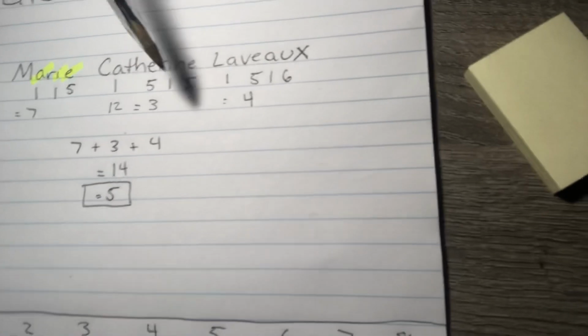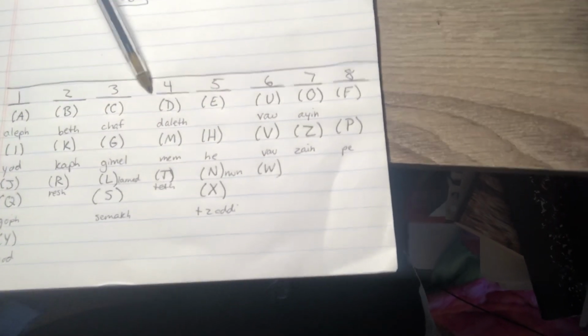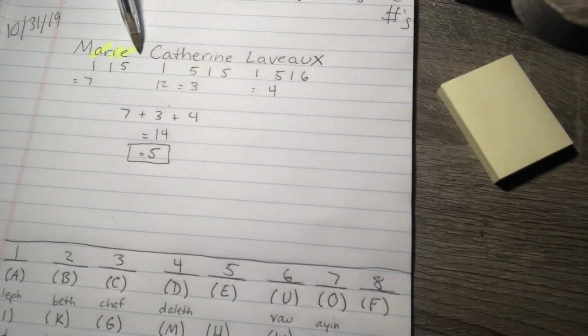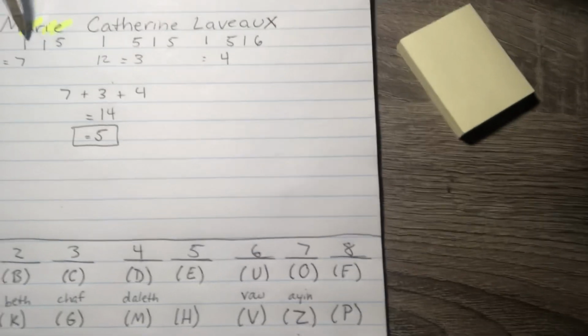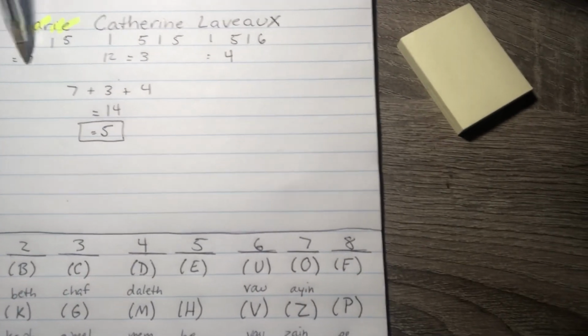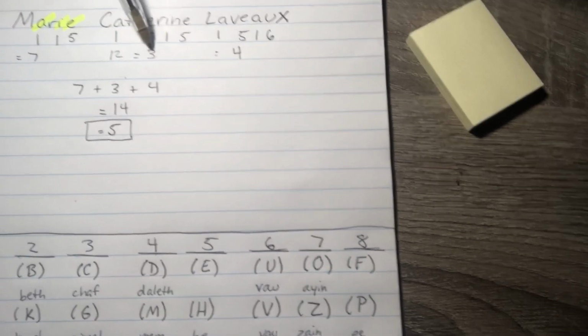And I followed this chart down here, so these calculations are based on this chart down here. So now we add up all these numbers. So 1 and 1 and 5 is 7. 1, 5, 1, 5 is 12, which adds to 3.